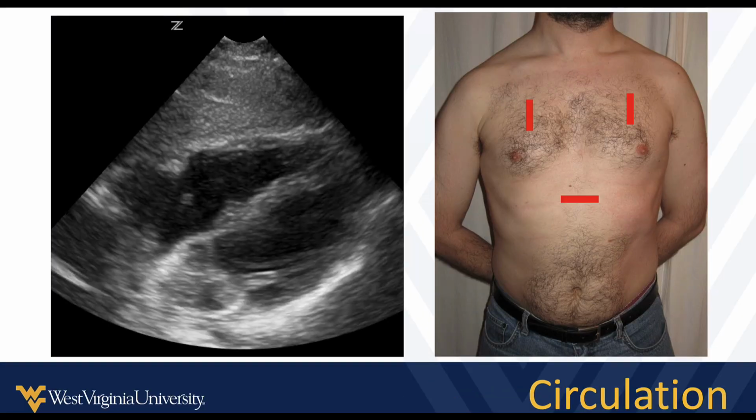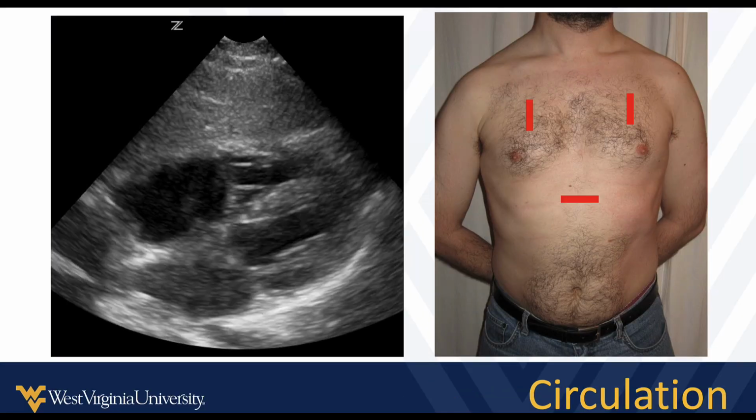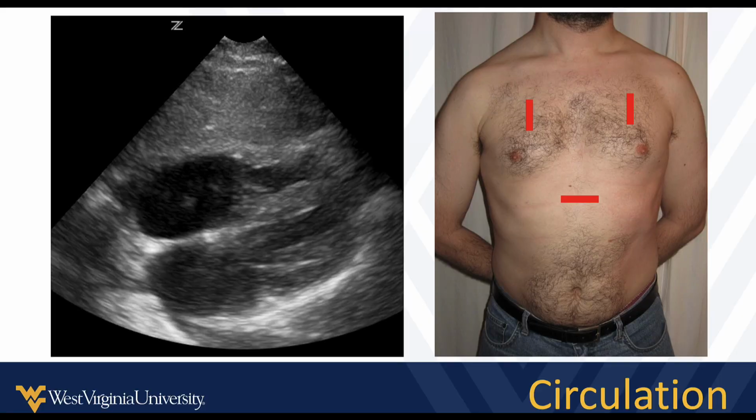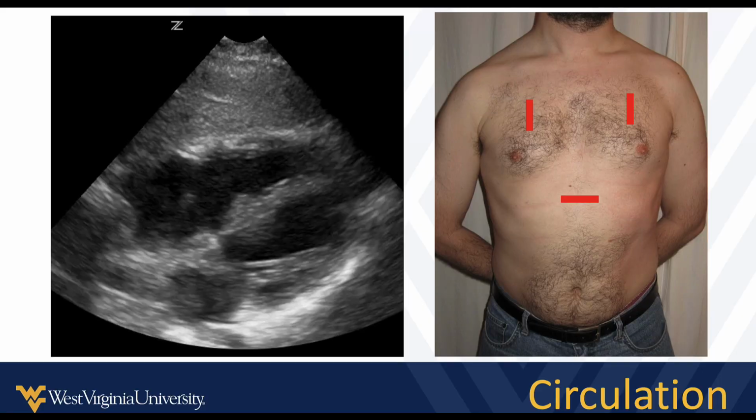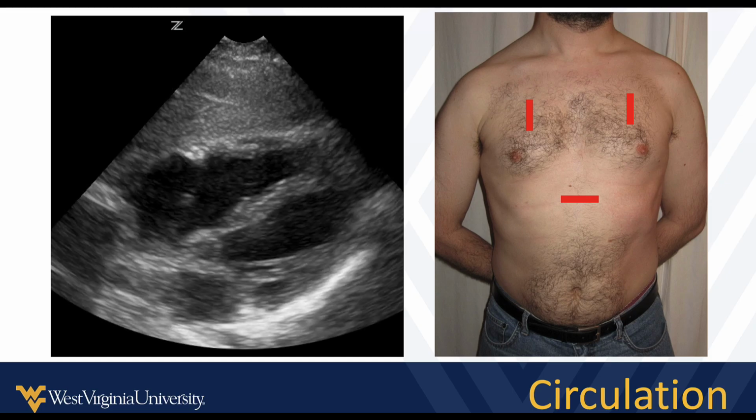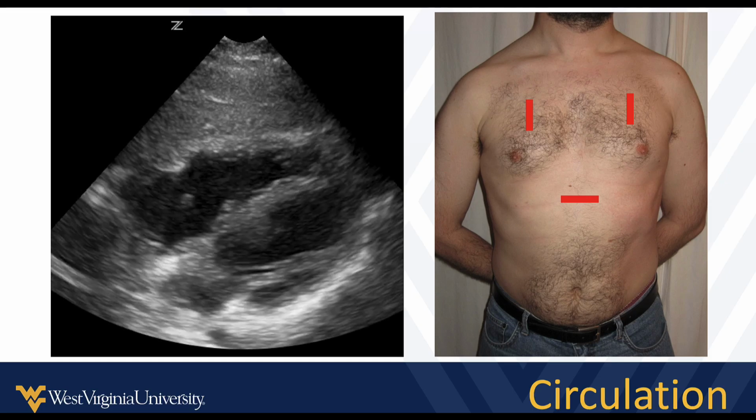Then we can move on to the heart. For the most part, we're going to do this with a subcostal or a subxiphoid view, although sometimes you can pick up the transducer and look in the parasternal region if you're having difficulty with this view. And for the purposes of the FAST exam, we're really just trying to determine, is the heart beating? Is there fluid around it or not?